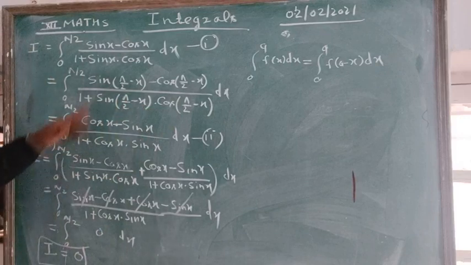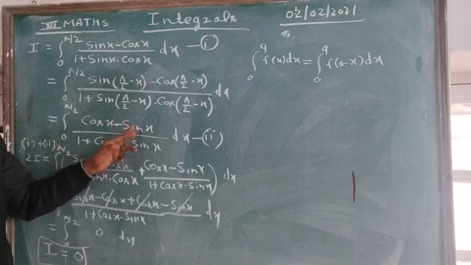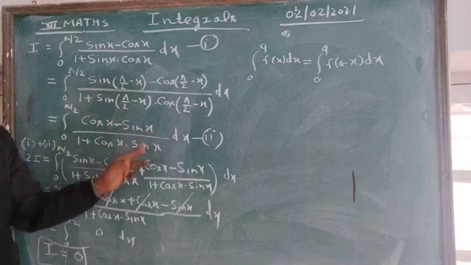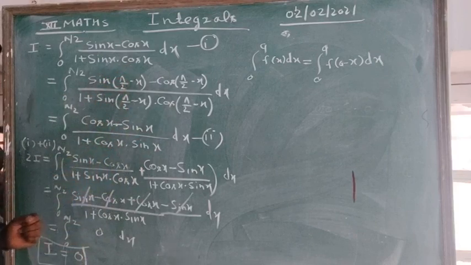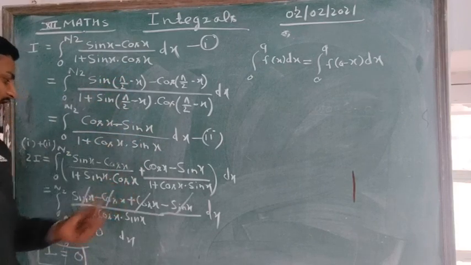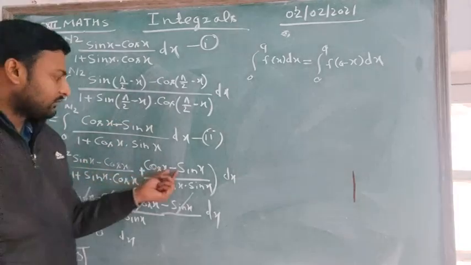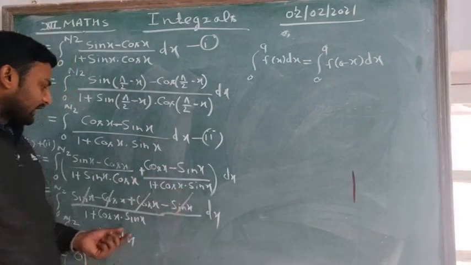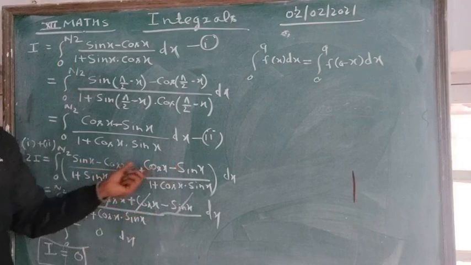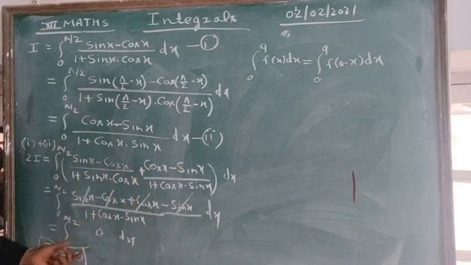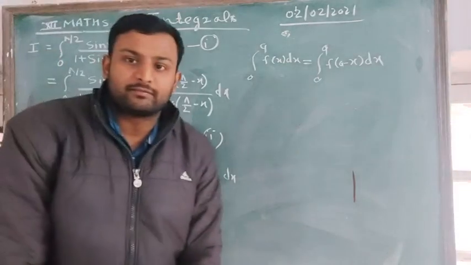Okay, students, now we apply the formula: sin(90 minus theta) is cos theta and cos(90 minus theta) is sin theta. We apply the same here. We can write cos x and sin x. In both equations the denominator is the same. So we can write (sin x minus cos x) by (1 plus sin x into cos x), plus (cos x minus sin x) by (1 plus cos x into sin x). The denominator is the same, so this and this part will be cancelled. Our numerator is totally 0, so we get total 0. So I is 0. I hope you understand, students.